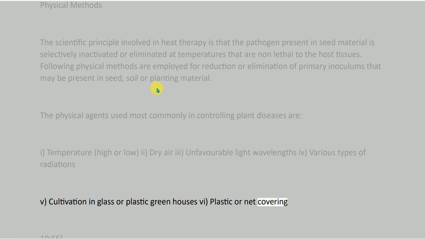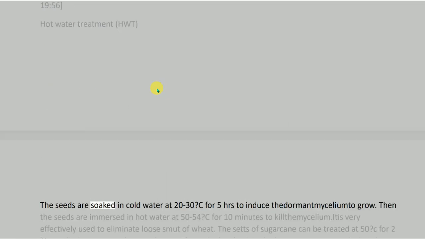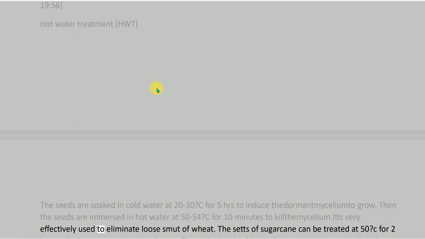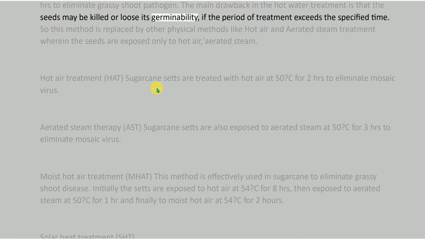Hot water treatment, HWT. The seeds are soaked in cold water at 20-30°C for 5 hours to induce the dormant mycelium to grow. Then the seeds are immersed in hot water at 50-54°C for 10 minutes to kill the mycelium. It is very effectively used to eliminate loose smut of wheat. The sets of sugarcane can be treated at 50°C for 2 hours to eliminate grassy shoot pathogen. The main drawback in the hot water treatment is that the seeds may be killed or lose their germinability if the period of treatment exceeds the specified time.